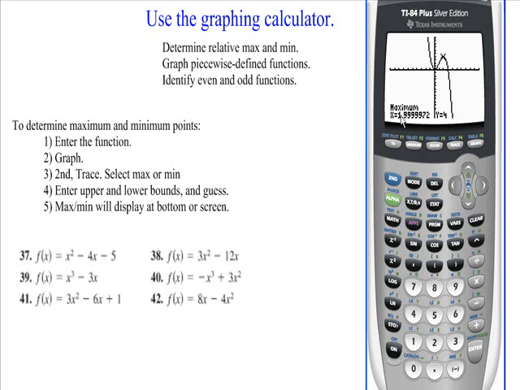So the maximum here again is at 2, 4. So that means the maximum value of this function is 4, or the relative max. It's not the absolute max because it goes on up to infinity, but in this region the relative max is 4. Okay?